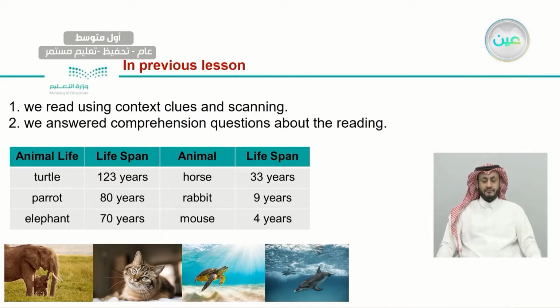Let's refresh our memory. How about the elephant? It used to be 70 years. Good job. And the horse? Their lifespan is 33 years. And how about rabbits? They live for 9 years. And the mouse lives for 4 years as their lifespan. And we compared the turtles to the mouse, which is the maximum, 123 years, and the lowest is 4 years for mice. Okay, just to refresh our memory.